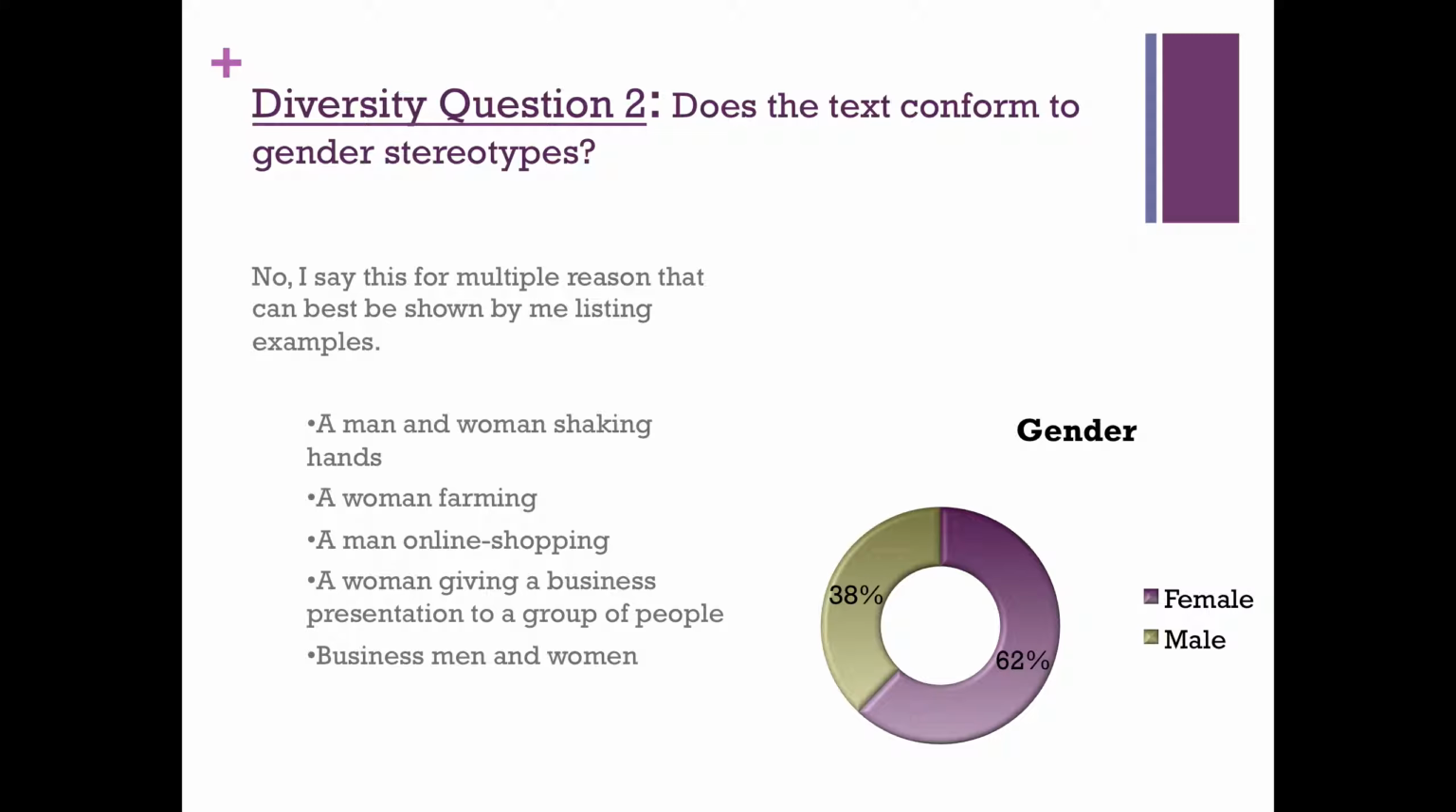Then my next example was I saw a woman farming. You don't normally see this because it's normally most men farming. Another example I saw was a man online shopping. He had his credit card and was buying a product on the web. Another example was a woman giving a business presentation to a group of people. My last example was businessmen and women throughout all kinds of pictures in this unit that just shows that men and women are both equal.